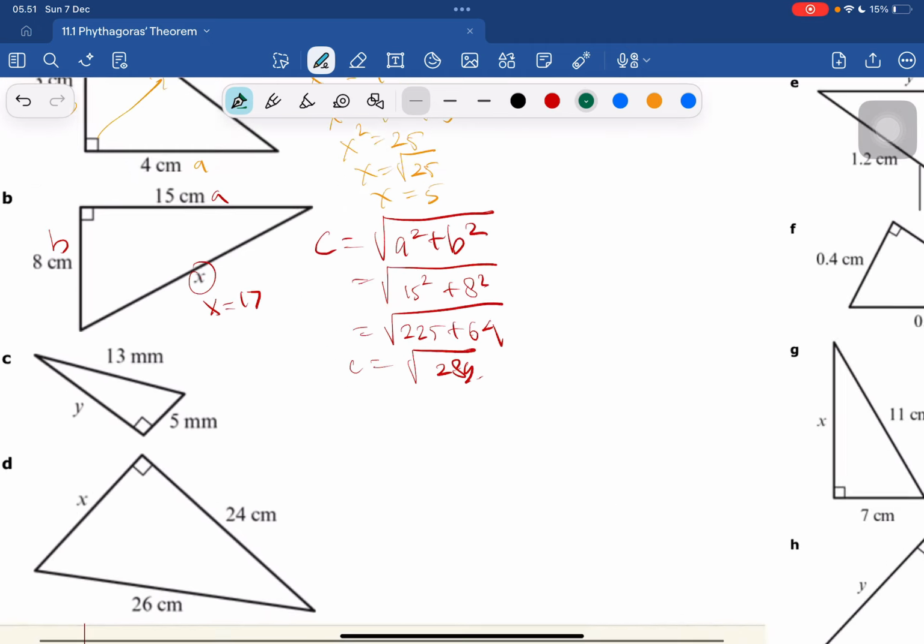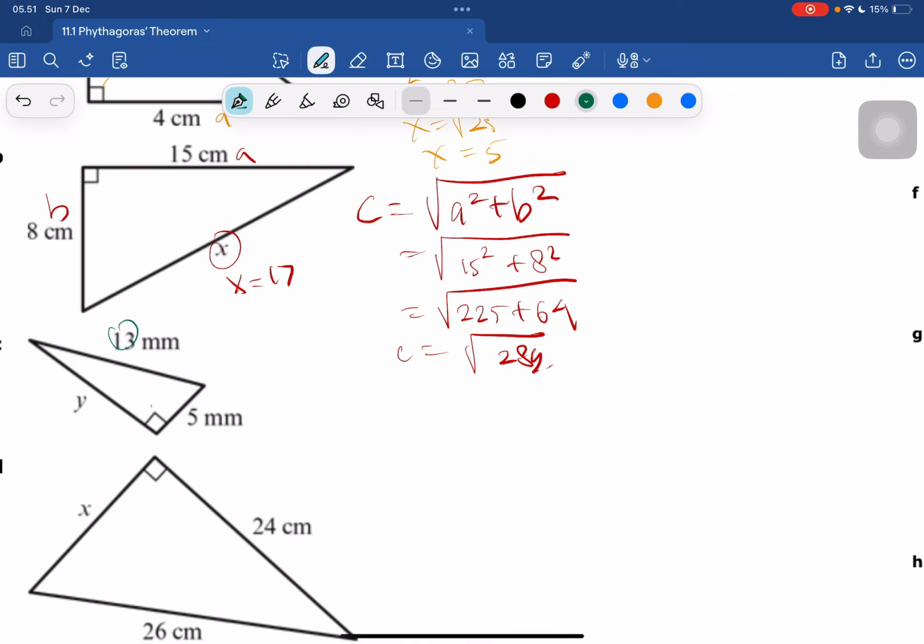Next for c. Okay, this is the longest line, the hypotenuse. So we can make it 13 squared equal to y squared plus 5 squared. So 13 squared is 169, equal to y squared plus 25. So y squared equal to 169 minus 25, which is 144. So y equal to square root of 144. So this y equal to 12.